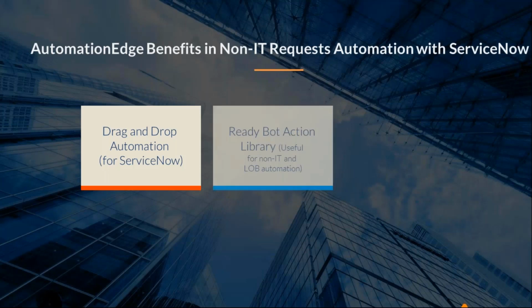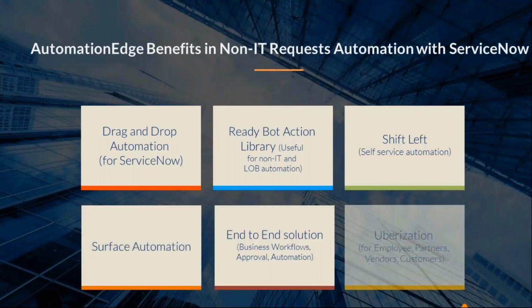So these are the benefits of using ServiceNow and AutomationEdge. One is that you get drag and drop for ServiceNow technology. You don't have to deal with APIs and the complexities involved. There are ready bot actions to help you with non-IT automation. For example, reconciliation needs deduplication and name matching algorithms. Those are built into the product, and they are also available as drag and drop. It helps your shift-left approach, and essentially you are building an end-to-end automation solution here, because business workflows, approval, and then automation are built into ServiceNow.